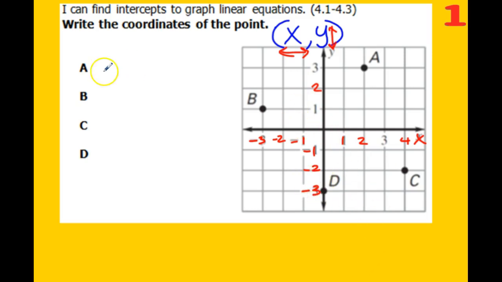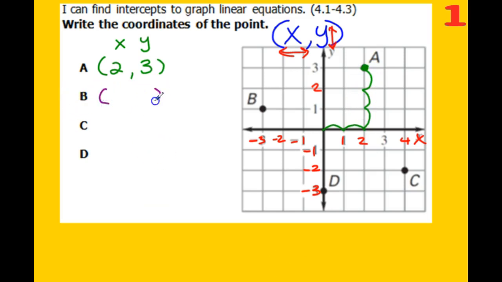Alright, so let's take a look. First we need to find the coordinates of point A. We want X and then Y. So point A is right here. From the middle, x-axis first, we're going to the right, 1, 2. And then Y, we're going up, +1, 2, 3. So our answer is 2, 3. X first, and then Y, we went up.